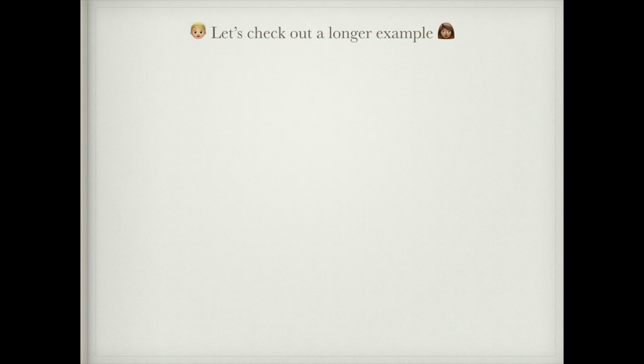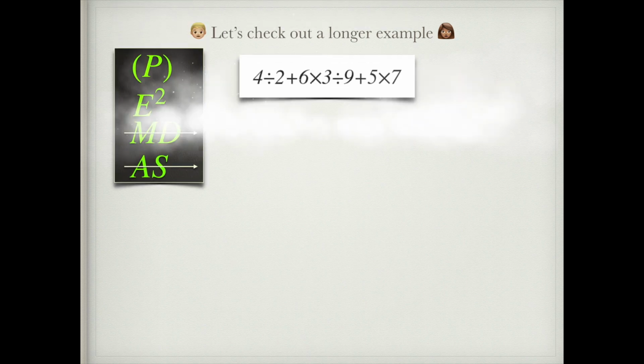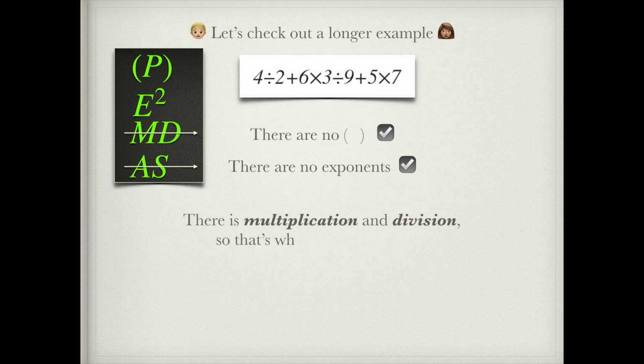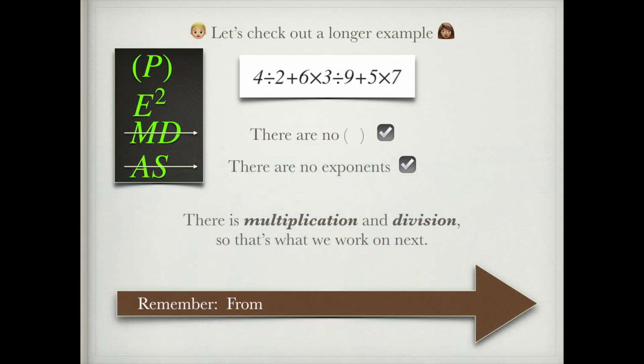Let's check out a longer example. There's no parentheses, so we're done with that step. There's no exponents, so we're done with that step. But there is multiplication and division. So that's what we work on next. Remember, from left to right.